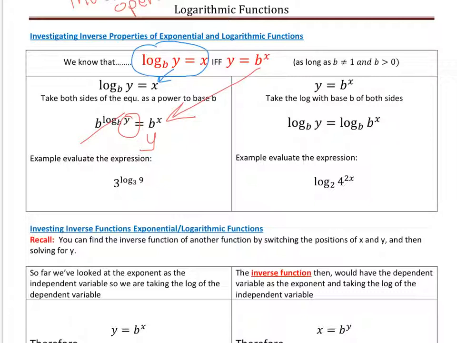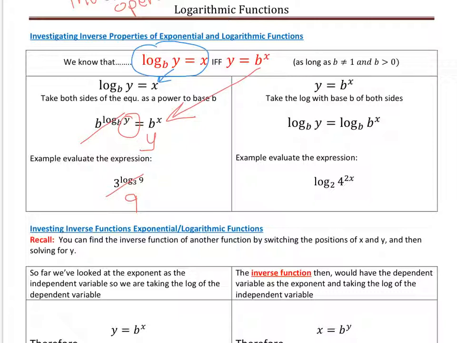So for example, if I have a base of 3 and then I'm raising it to the log of something with the same base of 3, they undo each other. They are inverse operations, and the only thing I'm going to get back is 9. Now, this is going to take a little while to wrap your head around, but if you become very proficient with this, this is how we can easily solve logarithmic equations going forward. So hopefully this makes some kind of sense to you.